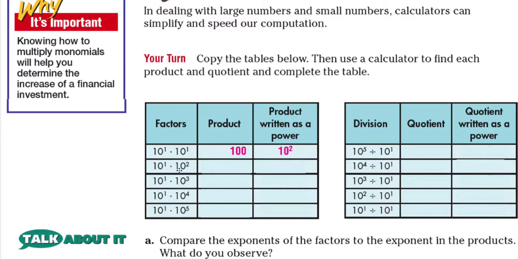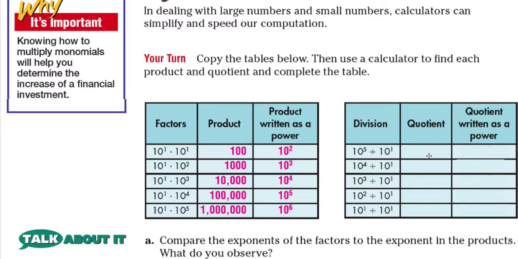10 to the first power times 10 to the second power using a calculator will be 1,000. This is written as 10 to the third power. This is 10,000, 10 to the fourth power, 100,000, the fifth power, a million, 10 to the sixth power.